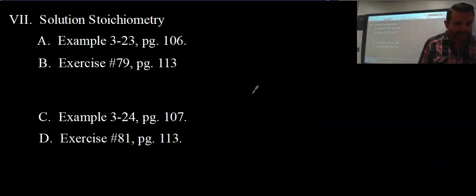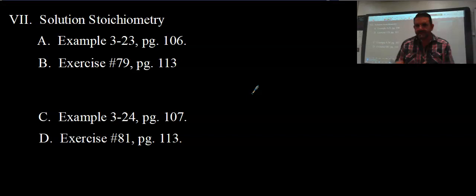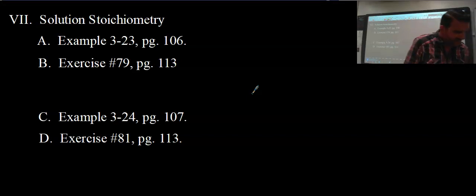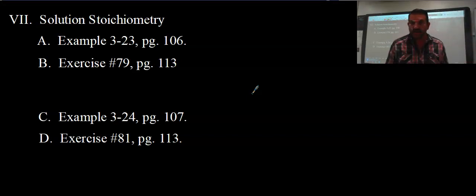All right, last section, solution stoichiometry. Take a look, page 106, 323. Read with me, please. Calculate the volume in liters and milliliters of a 0.324 molar solution of sulfuric acid required to react completely with 2.792 grams of sodium carbonate. So it's just a stoichiometry problem, except instead of giving the amounts of our reactants in grams or moles, we're given a concentration that ultimately we're going to use to find volume.